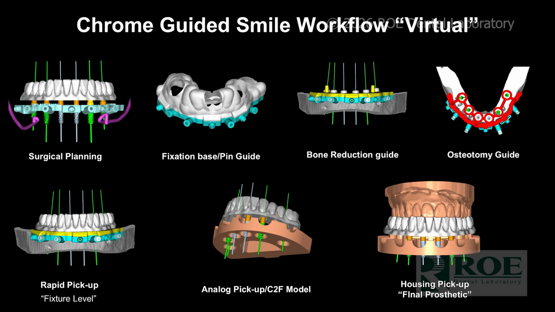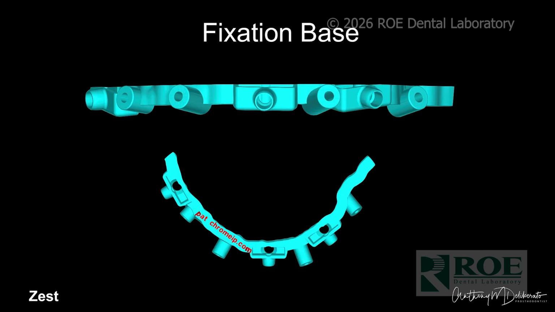Then there's going to be an analog model that this appliance, once it's picked up, can be attached to, so we can secure the analogs and create a model that's exactly the same implant positions as it is in the mouth. And then finally we'll pick up the locators on a second prosthetic that doesn't have the holes through it, it just has wells that we can inject our acrylic. And you'll see that a little more clearly as we go on. So just a little better close-up, we have the fixation base.